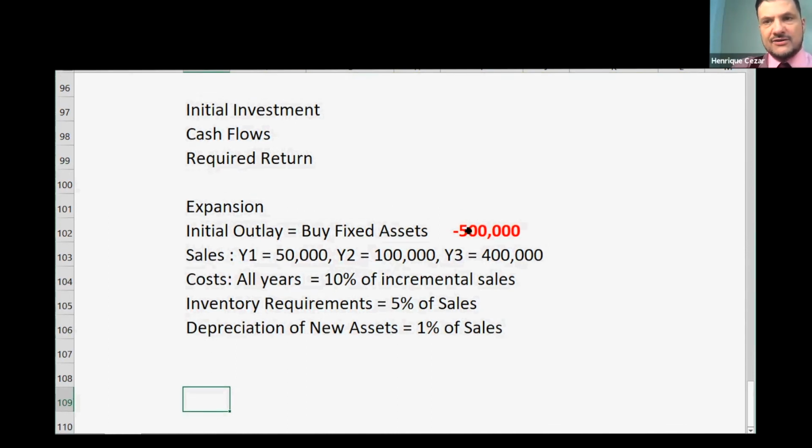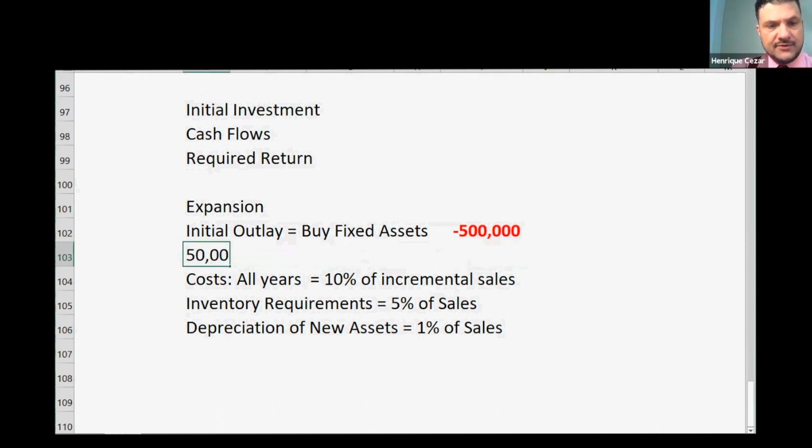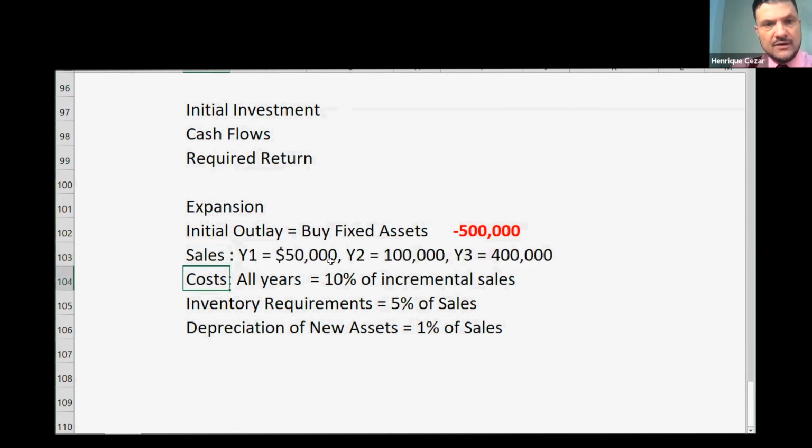You're going to invest $500,000 today. And this is going to help you make $50,000, $100,000, and $400,000. Not units, dollars. On sales, let me put a symbol here so you know this is money. But on sales, you have costs. Let's say costs and expenses combined: 10% of the incremental sales. Remember, you only have 3 years.